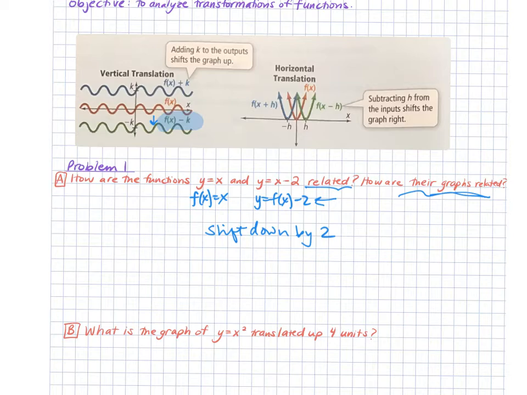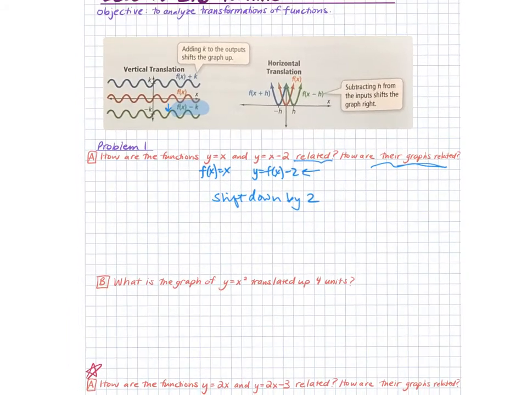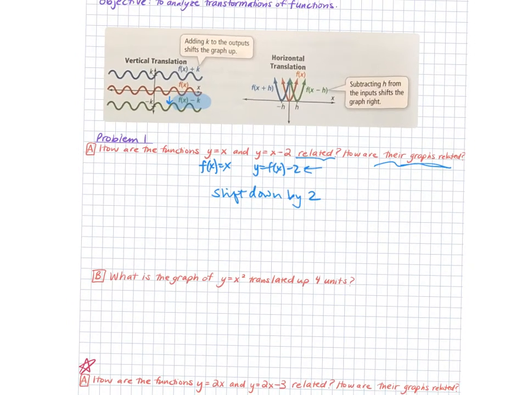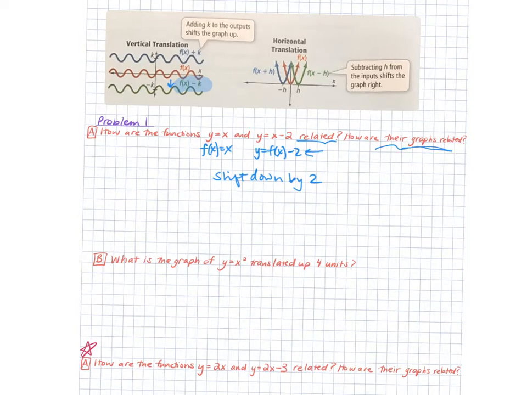Okay, so try this next one on your own. Oh no, this one's not on your own, sorry. This one's for me too. Okay, this is f of x equals x squared. It's translated up 4 units. So up 4 units means k is 4, and we're going to add it to our function. So our new graph, let's just call it g of x, is going to be f of x, which is x squared, plus 4.